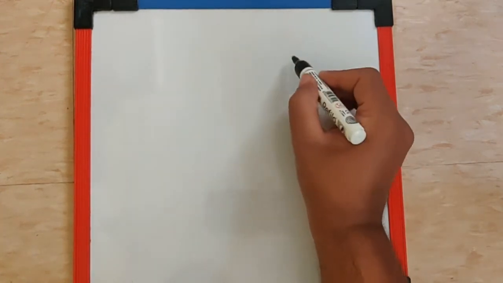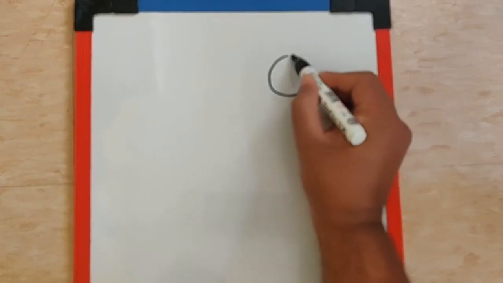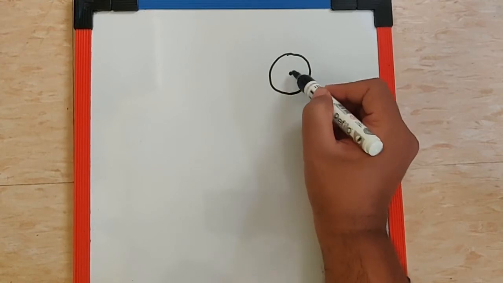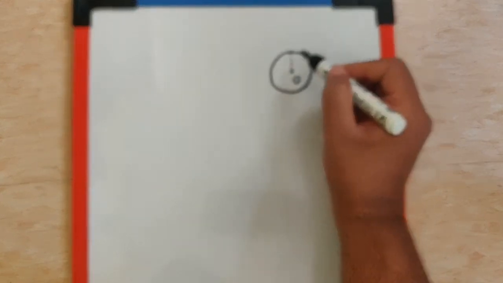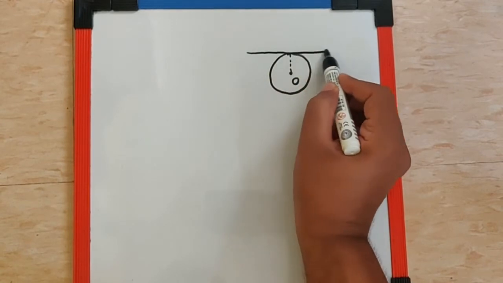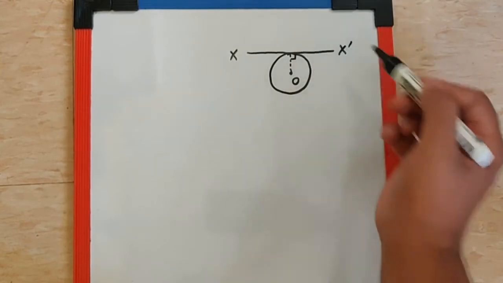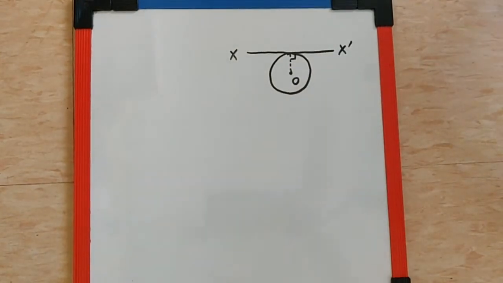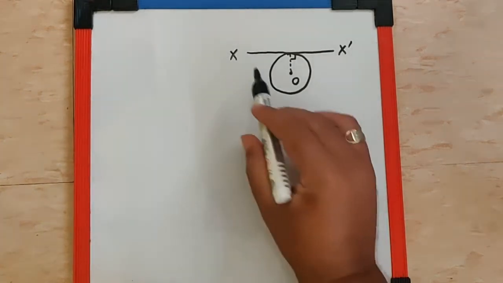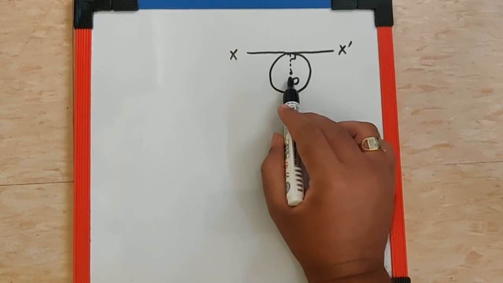The next question says a thin wire of length L and uniform linear mass density rho is bent into a circular loop with center O as shown. The diagram which is given over here, this is the loop, this is point O, and this is a line x dash which is tangential. Further, the question says the moment of inertia of the loop about the axis x dash. About this axis they want us to find the moment of inertia.